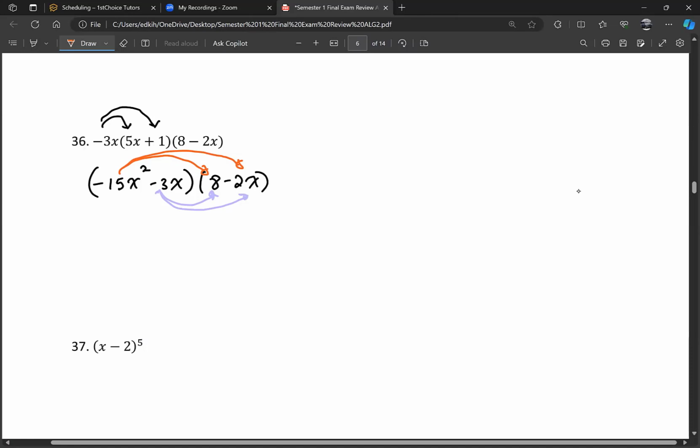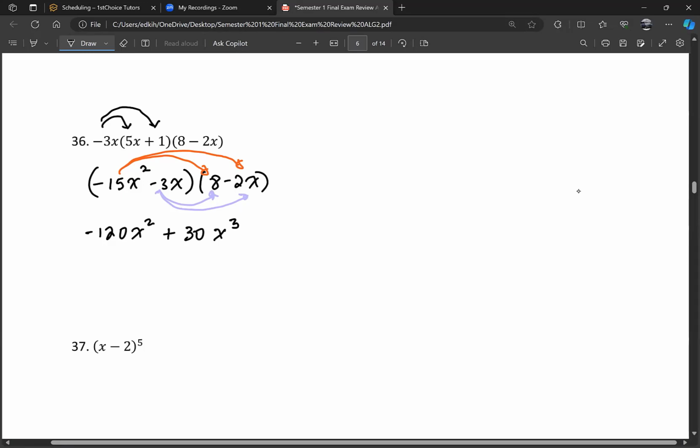My apologies. That should be 120, right? Yeah. Sorry, let me change that. This is going to be negative 120 x to the second. And then negative 15 x squared times the negative 2 is a positive 30 x to the third.